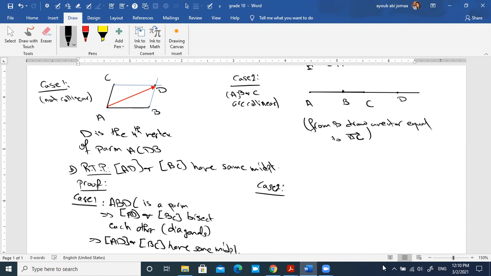Right. What about the second case? In this case, how can you prove that AD and BC have the same midpoint?